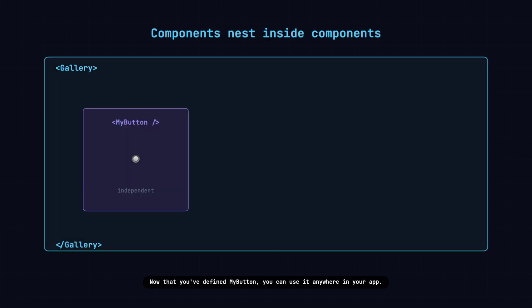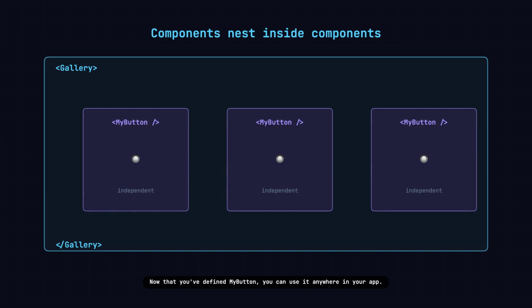Now that you've defined myButton, you can use it anywhere in your app. Reference it like you would any JSX element. That's capital M, capital B, myButton. The capital letter matters. React uses capitalization to tell components apart from HTML tags. So div is lowercase, that's an HTML tag. myButton is capitalized, that's your component.